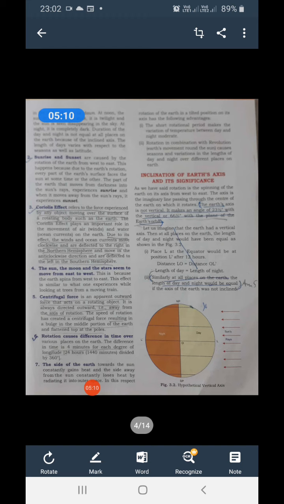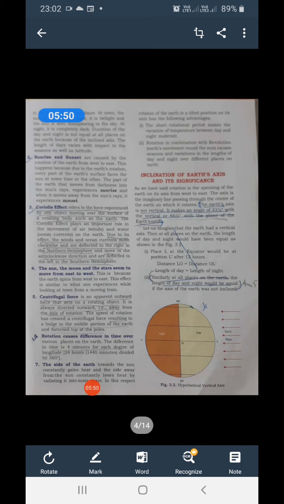Now, the second thing they have written in the text is the sunrise and sunset, which is also caused by the rotation of the earth. This happens because due to the earth's rotation, every part of the earth's surface faces the sun at some time or the other. So the part of the earth that moves from darkness into the sun rays experiences sunrise, and when it moves away from the sun rays, it experiences sunset. So when we see sun rays, or when there is brightness, then it shows that the sun is rising, and when it becomes a little darker, then it shows that the sun is setting.